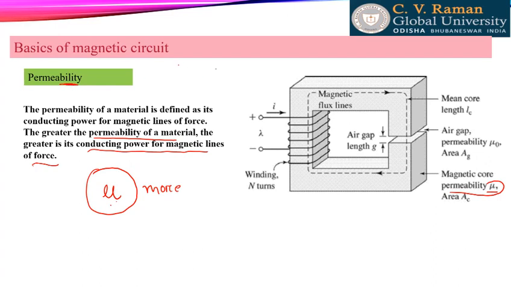Now suppose I take an example of iron and let us take the example of wood. I hope all of you can see who is a magnetic material. Iron is a magnetic material. So definitely more magnetic lines of force can flow through this iron. So permeability of which material will be higher? Definitely for iron it is higher. So more permeability means it is a good magnetic material.